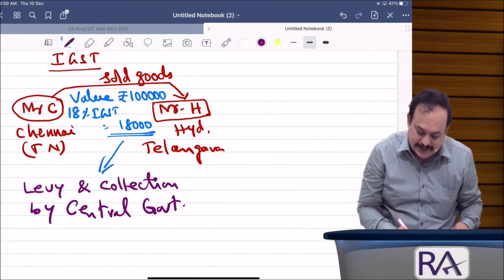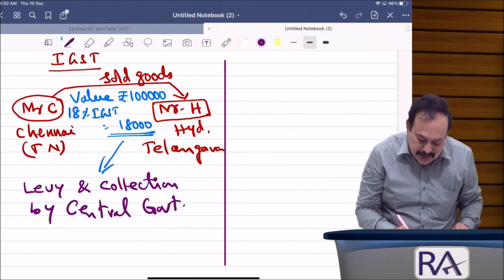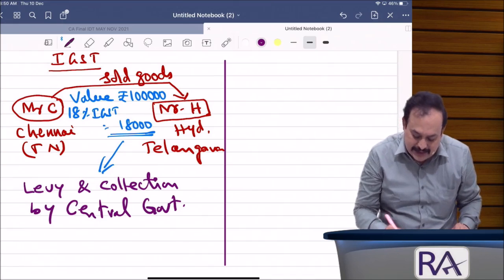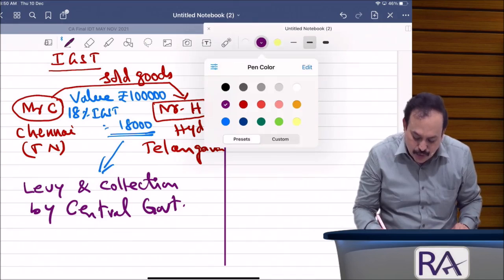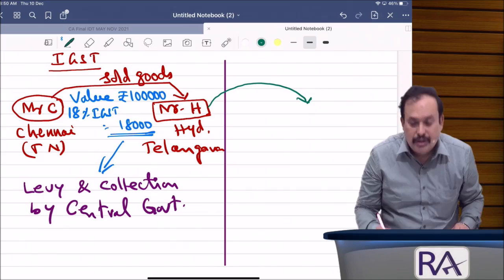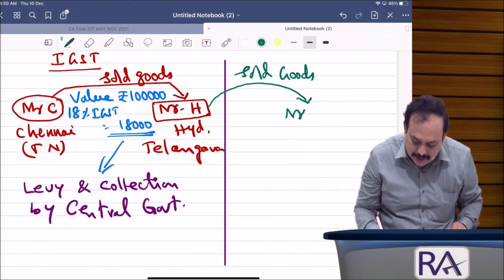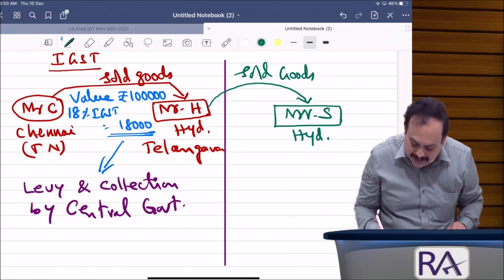After this transaction took place, what happened here? Mr. H of Hyderabad, let us say, sold these goods to somebody else, to let us say Mr. S. Mr. S is also located in Hyderabad, in the same state of Telangana.